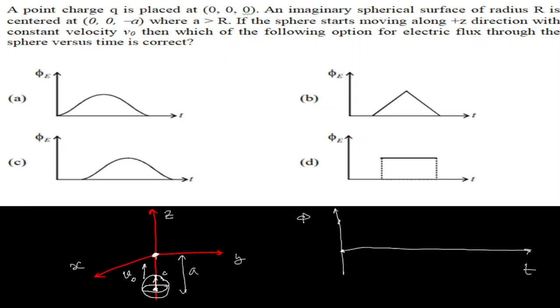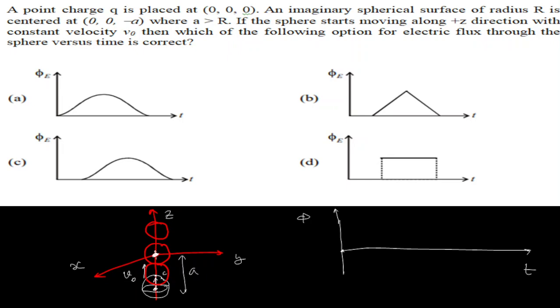because this sphere is moving, right now it is here, and let me draw a few other positions also. After some time maybe it will be here, then here, and then here. So at different times the position of the sphere will be different. When the charge lies outside the sphere, the total flux through the sphere will be 0. But when the charge is inside the sphere, the total flux will be q by epsilon naught, and that will be constant.